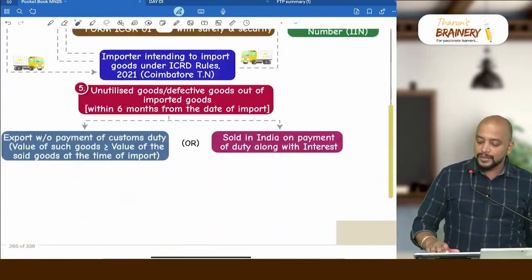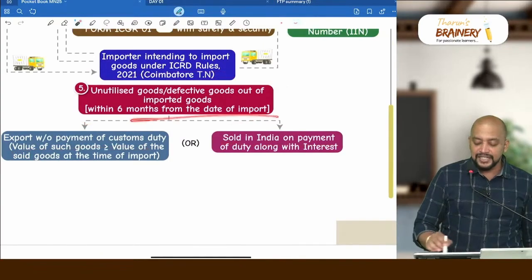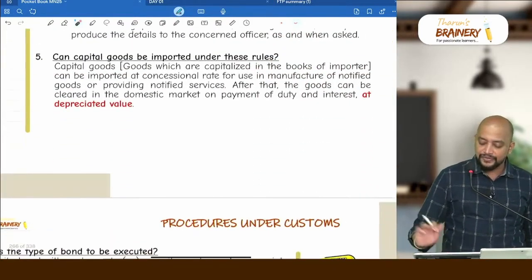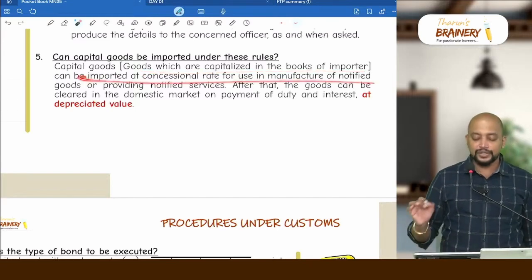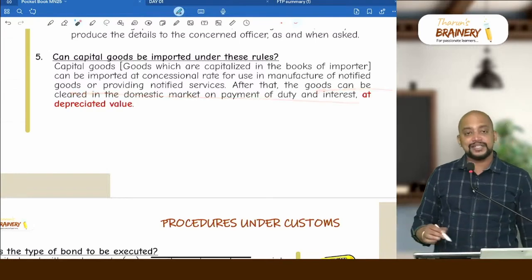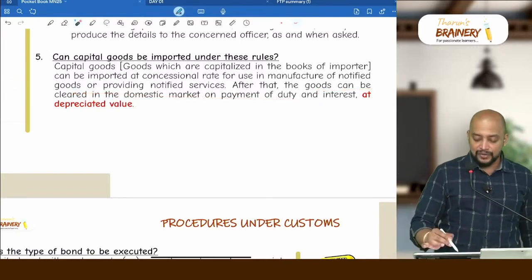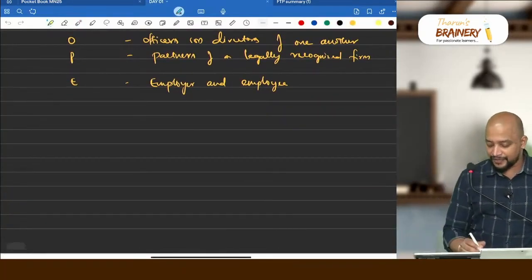Generally, raw material which is imported needs to be either exported or sold in India within 6 months if it is not used. But the 6 month condition is not applicable in case of capital goods. Capital goods which are capitalized in the books of the importer can be imported at concessional rate and used in manufacture, and after that it can be cleared in domestic area on payment of duty and interest. At what value? At the depreciated value. What should be taken as the depreciated value?